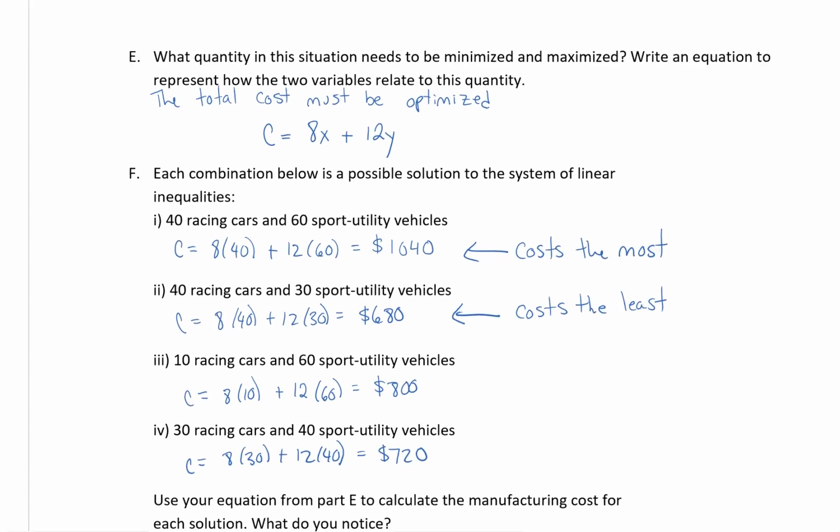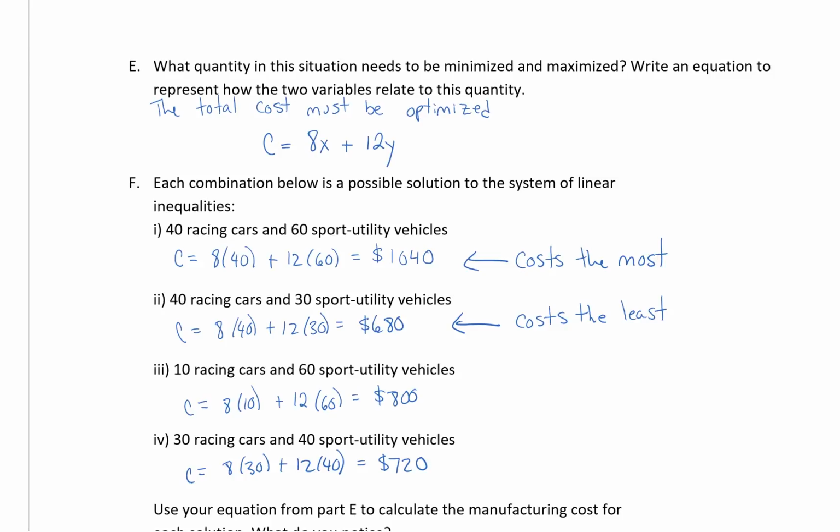We talked about our objective function here, 8x plus 12y is equal to the cost. Then we plugged in those corner points to figure out which combination of SUVs and racing cars cost the most, and which costs the least.